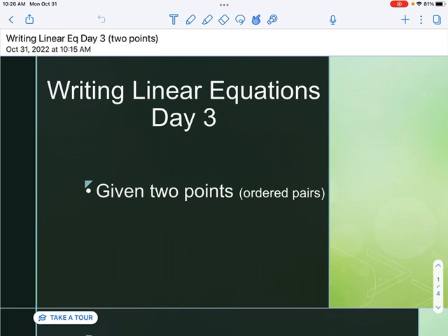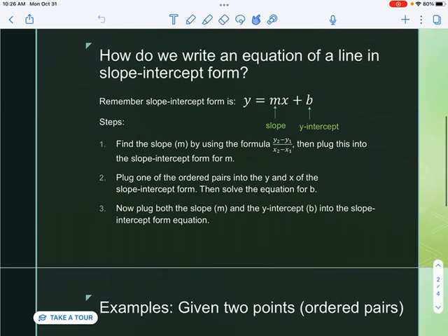All right, here we are back again. We're going to be doing writing linear equations. This is going to be day 3. Okay, now today what we're going to do is we're going to be given 2 points or 2 ordered pairs, and we need to write the equation in slope-intercept form. All right, so let's get started.